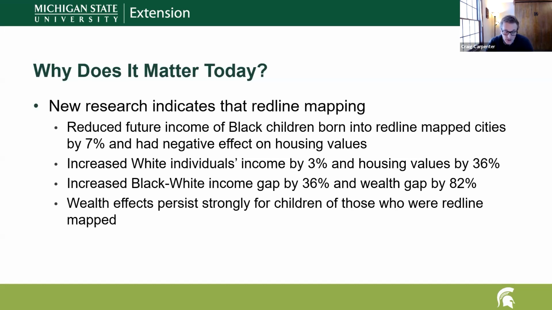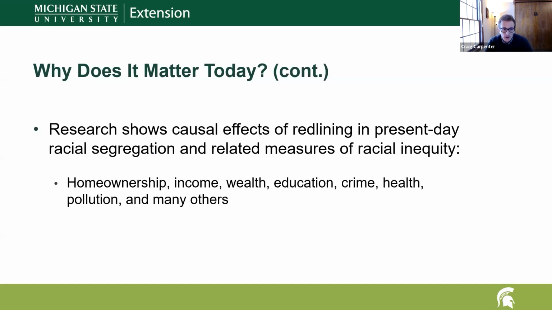So it's not that long ago, right? This is the 40s and 50s. So there's plenty of people that are still alive today who were themselves redlined, and certainly their children are still alive who were redlined. And it's not just home ownership and income either. There's tons of research on negative effects of racial segregation, whether it's education, crime, health, pollution, many others. I've seen research papers that link everything from ADHD to premature birth rates to living in an area now that was previously redline mapped.